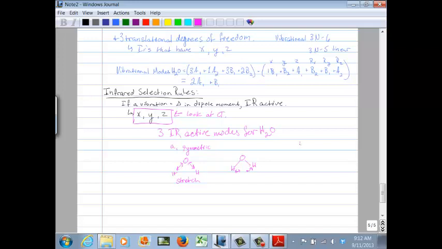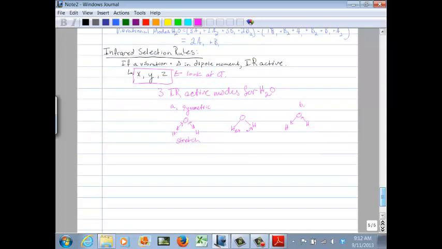The B1 would be anti-symmetric with respect to that highest order axis, and that's the one where the hydrogens are stretching anti-symmetrically. So one's going out while the other's coming in. So it looks like this. By my IR aerobics this morning. Okay, so there's a little bit more information about the stretches and their identities based on the irreducible representations that they come from.